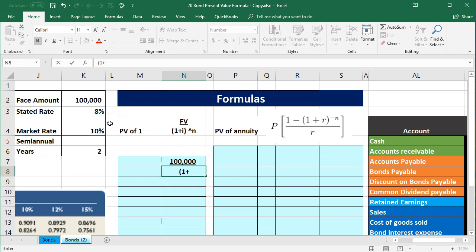Now the confusing thing is that the market rate is 10%, but it's every year, not every 6 months. Therefore, the rate for the time period that we're going to be dealing with, which is going to be 4 time periods of 6 months, is half of that, or 5%. That's often the most confusing component for many people.